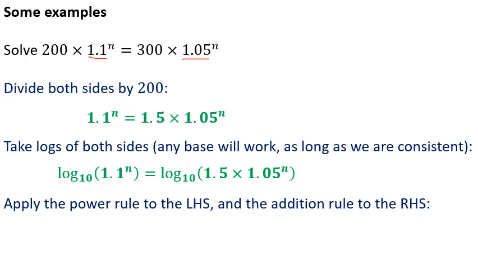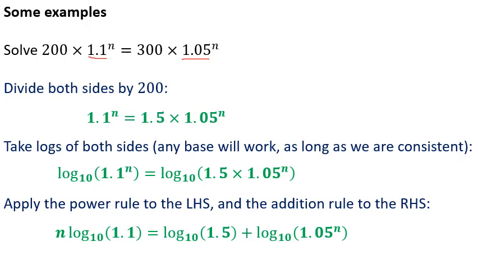So I'm going to apply the power rule to the left hand side, bring that n outside. And then on the right hand side at the same time, I'm going to apply the addition rule that says if I've got the log of two things multiplied, it's equivalent to the log of each of the two separate things added together. And it looks like this. On the left, the n has come down in front, leaving me with log base 10 of 1.1. And on the right, the logarithm has been split into two separate logarithms.